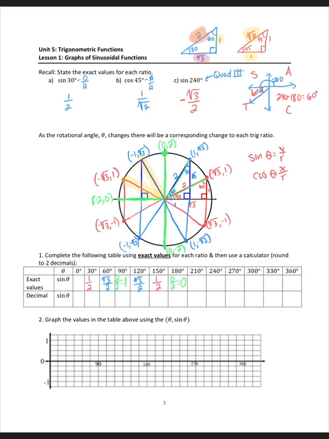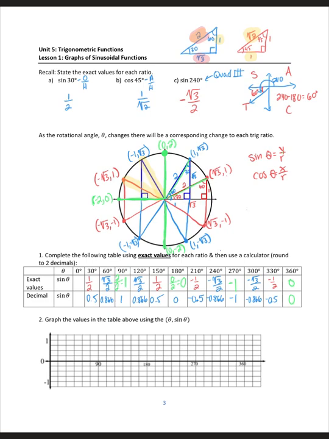Go ahead and fill in the rest of the table for the exact values, and then use your calculator to find the decimal values as well, and we're going to round to 3 spots after the decimal. Okay, so there's the values for the rest of your table. Hopefully, you can see a pattern that's occurring there as we go from 0.5 up to 0.866 to 1, and then back down to 0.866, back down to 0.5 and 0, and continues on that number pattern. I just wanted to point out what happens at 360 and at 0.